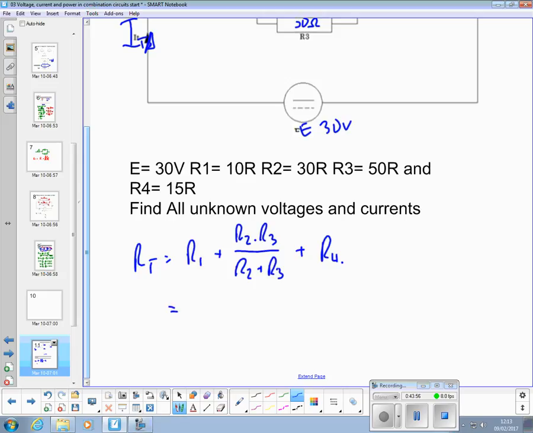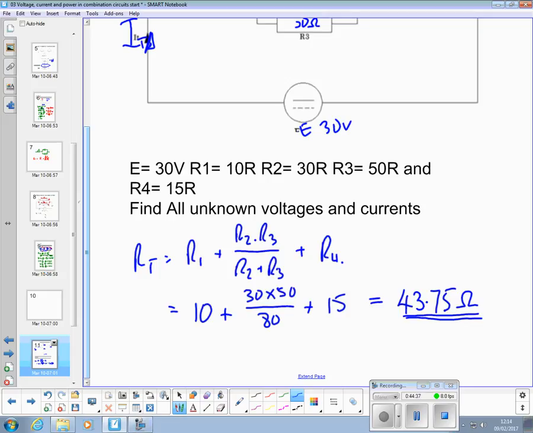So let's put our numbers in. R1, 10 plus 30 times 50 over 80 plus 15. Plug those numbers in the calculator, we get... Is that rounded in any way? No. Okay.